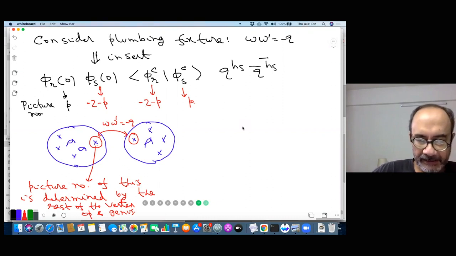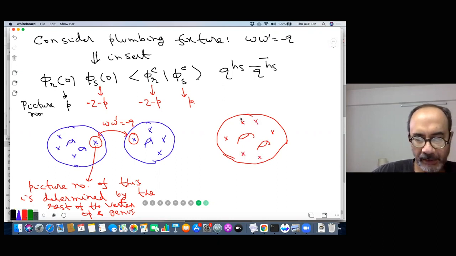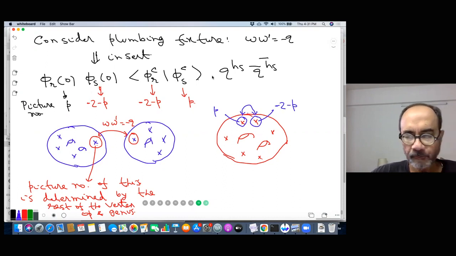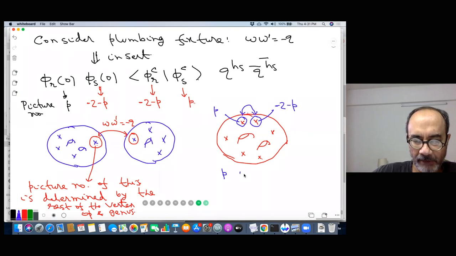But the more interesting case is the one where you sew two punctures on the same Riemann surface. So now suppose that we have them. So now if this one has P, this one will have minus 2 minus P by this counting. But you see that the sum of the two is minus 2. So whatever P is, these two always add up to minus 2. So this means that P is not determined by picture number conservation.